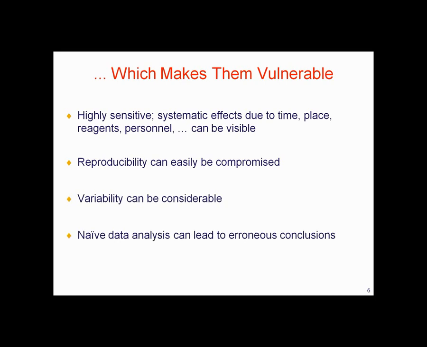And finally, it's also because of these reasons that naive data analysis can lead to erroneous conclusions, because if you, for instance, do not adjust for the systematic effects, you may find some differences which are simply due to systematic effects rather than real differences between, for instance, two biological conditions. So because of this, one might say that the analysis and design of experiments which involve omics technologies need to be, let's say, carefully considered.